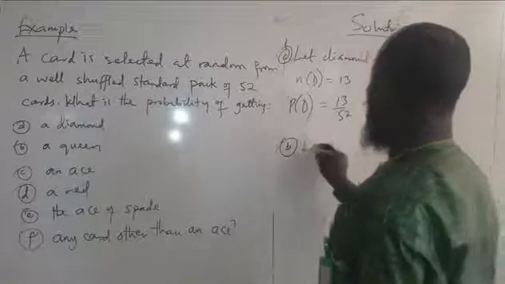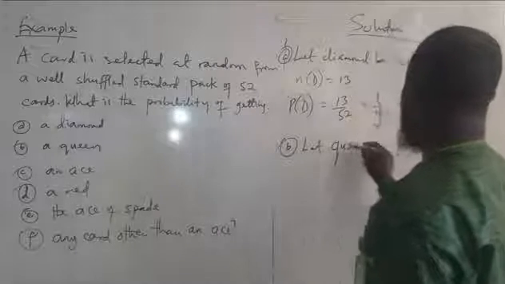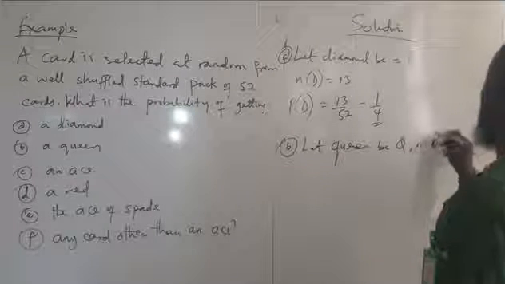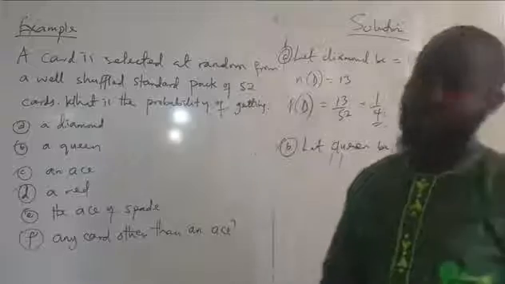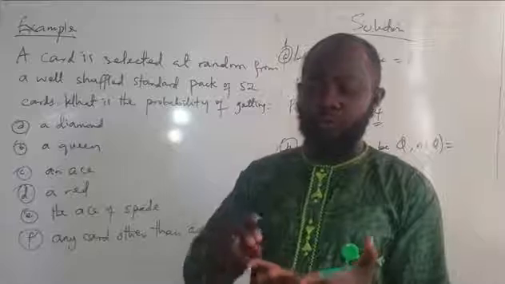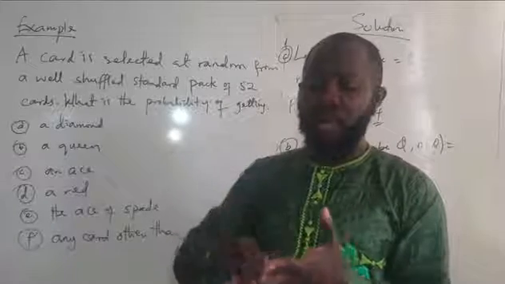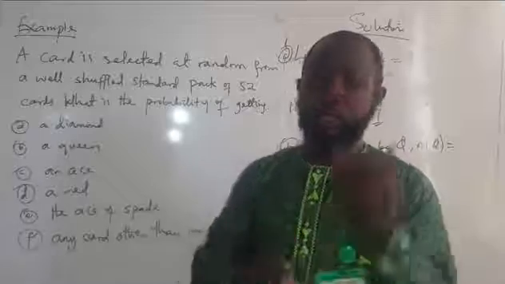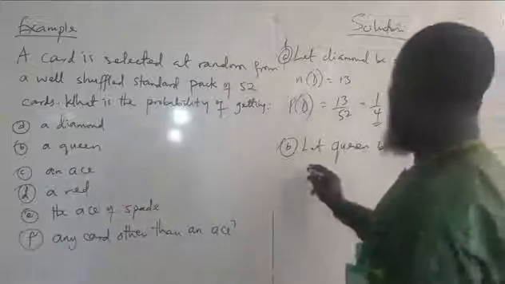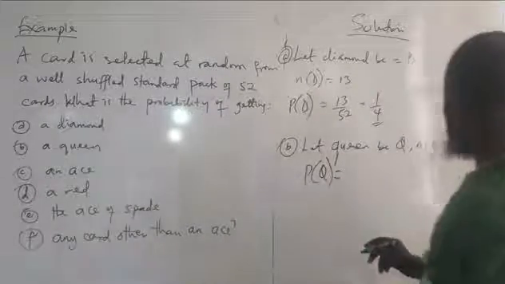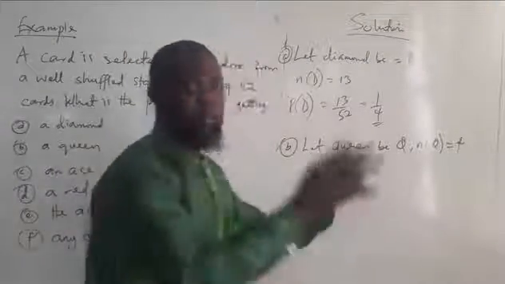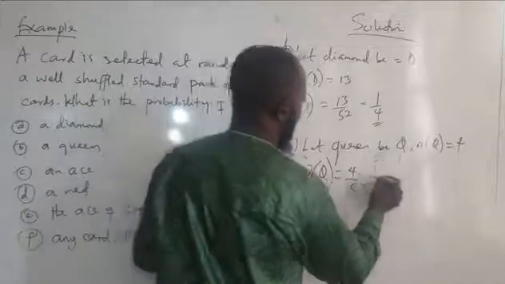Then B, a queen. Let queen be Q. So the number of Q will be what? How many queens do we have there? There's one queen for diamond, one queen for spade, one queen for hearts, and one queen for club. So we have 4 queen cards. Therefore, probability of Q, which is queen, will be 4 divided by what? 52, because the total number of cards is 52, and that gives us 1 divided by 13.